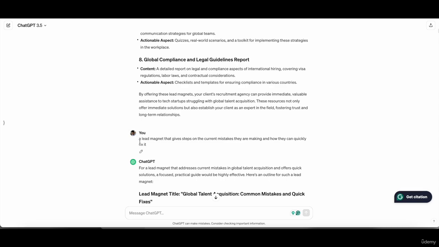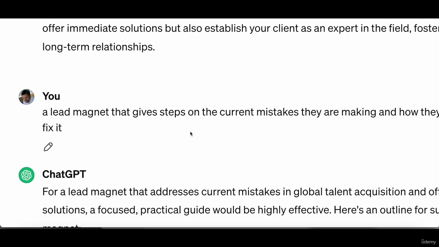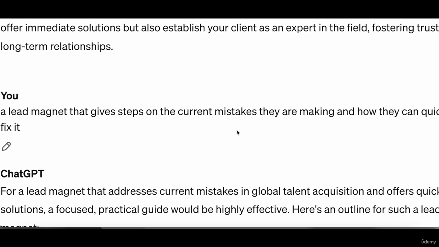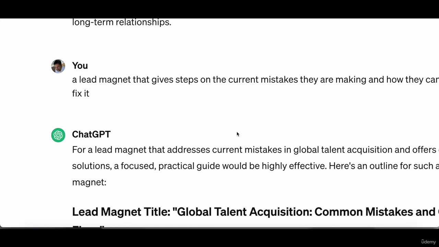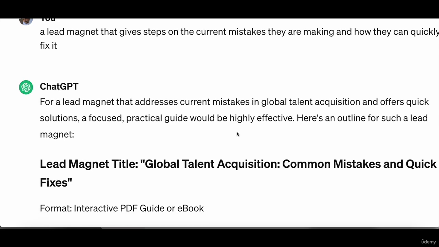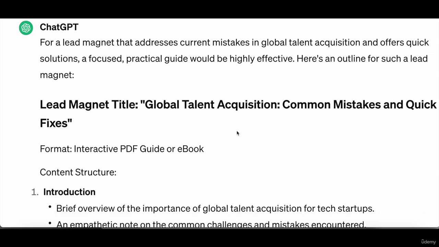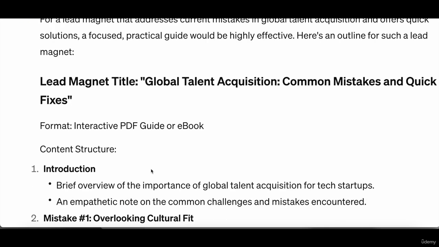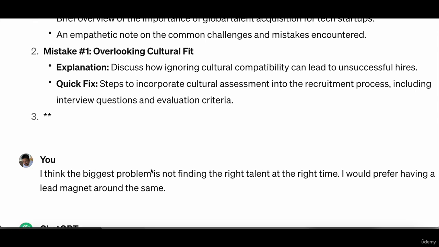And which is why, if you see, I gave this prompt that says a lead magnet that gives steps on the current mistakes the companies are making and how they can quickly fix it. So the response was for a lead magnet that addresses current mistakes in global talent acquisition and offers quick solutions. A focused practical guide would be highly effective. Here is the outline of such a lead magnet. So this was the first suggestion, that the title of this lead magnet could be this, and the format would be an interactive PDF guide or an ebook with this content structure.